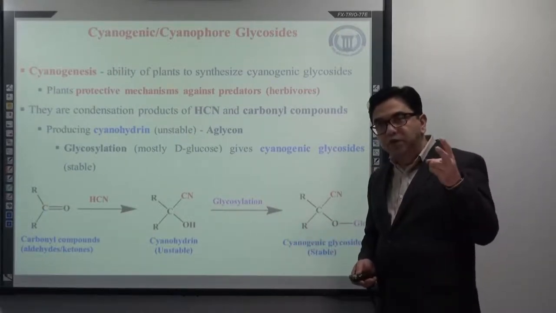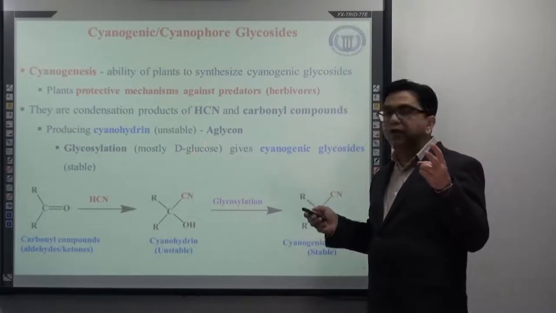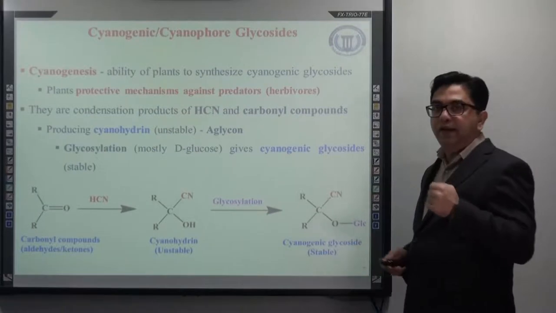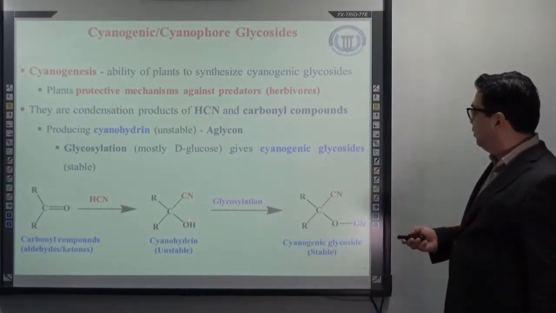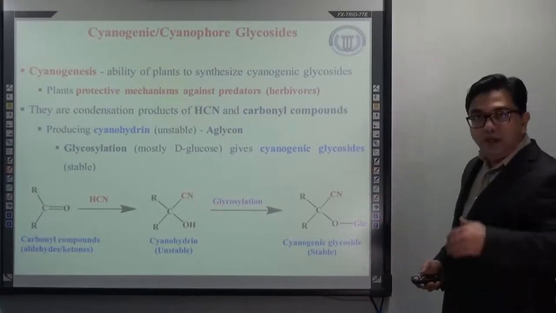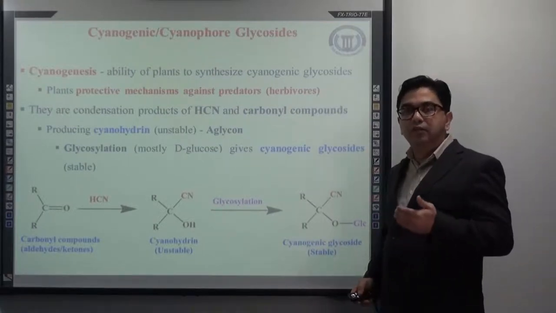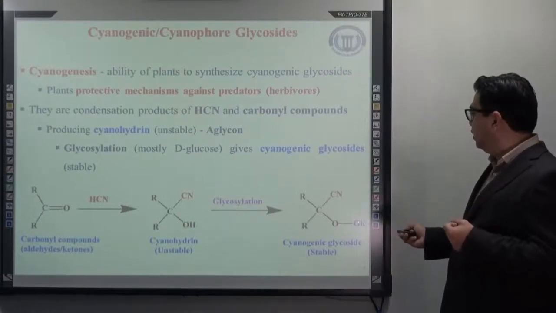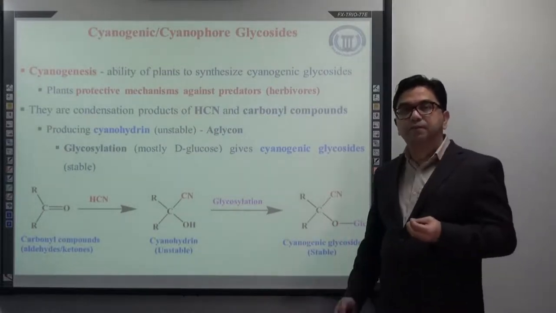And the second important point is the sugar is mostly D-glucose, which forms the glycoside linkage. And that's why, if you see, the linking atom is oxygen. That's why actually all those cyanogenic glycosides are O-glycosides in nature, because the linkage between the sugar and aglycone is oxygen.